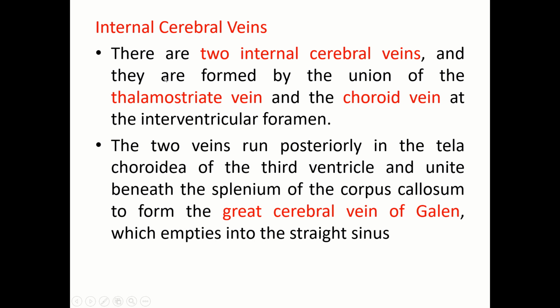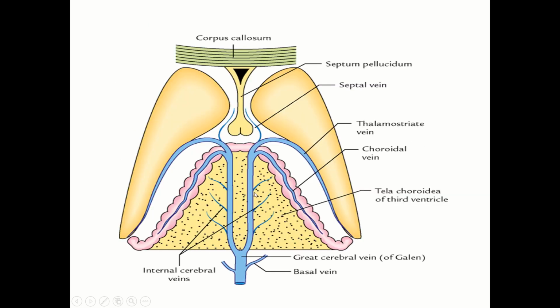Internal cerebral veins. There are two internal cerebral veins, and they are formed by the union of the thalamostriate and the choroidal vein at the interventricular foramen. The septal veins also join them. The two veins run posteriorly in the tela choroidea of the third ventricle and unite beneath the splenium of the corpus callosum to form the great cerebral vein of Galen, which empties into the straight sinus.